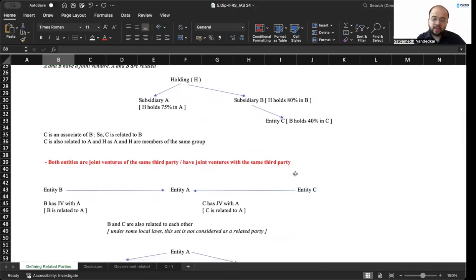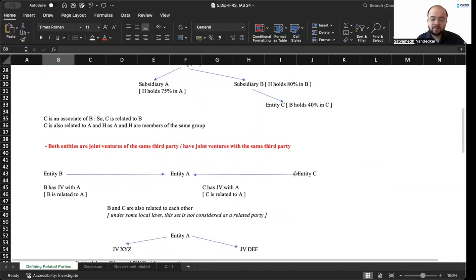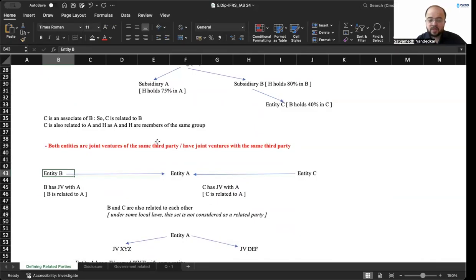Both entities are joint ventures of the same third party or have joint ventures with the same third party. There is an entity B. Entity B has a joint venture with A. Both entities are joint ventures of the same party. There is an entity B which has a joint venture with A, and then there is an entity C which also has a joint venture with A. So B has a JV with A, C has a JV with A, B is related to A, C is related to A, B and C are also related to each other.